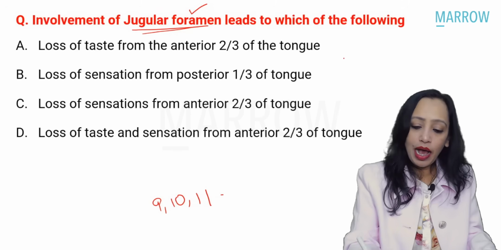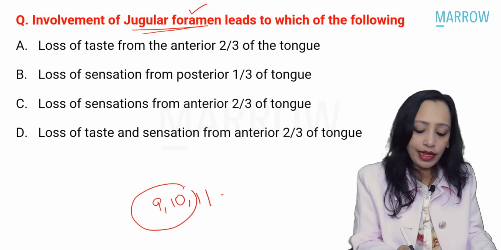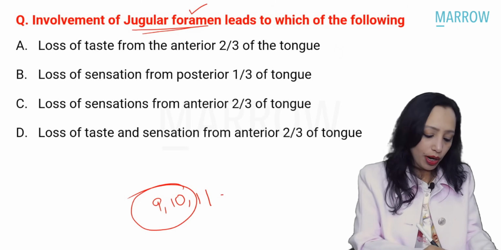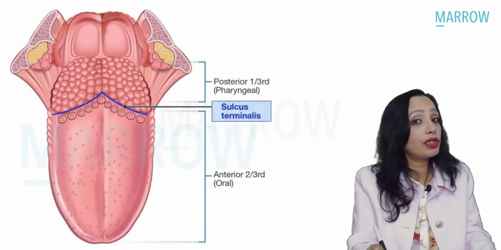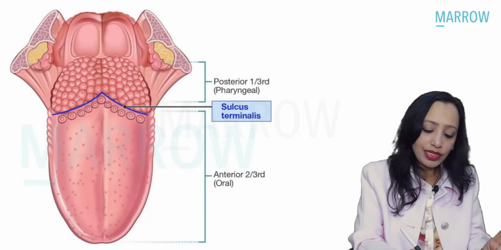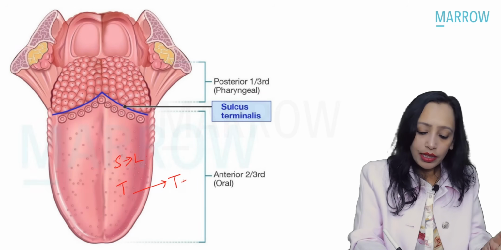And what is being asked is about the sensation and the taste of the tongue. So we know that the 9th and 10th both supply the tongue. Which part of the tongue do they supply and what in the tongue do they supply? Again, the nerve supply of the tongue is a repeated question. So yes, in the anterior 2/3, the general sensation is by the lingual nerve, and the taste is by the chorda tympani.